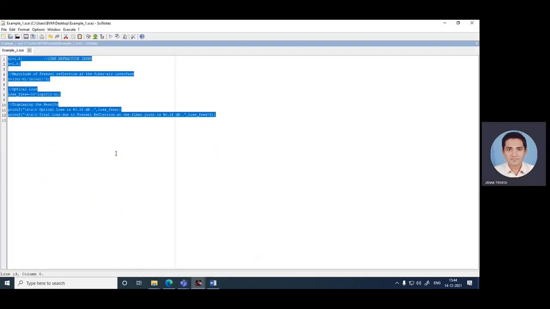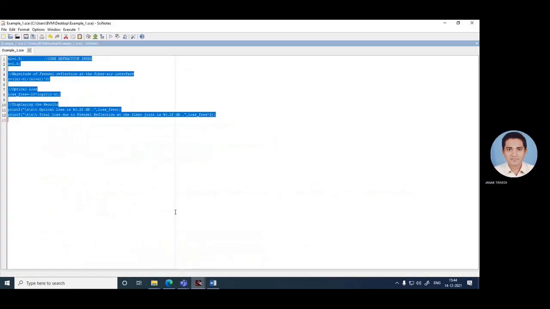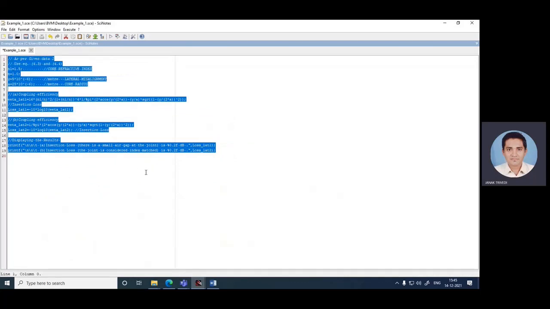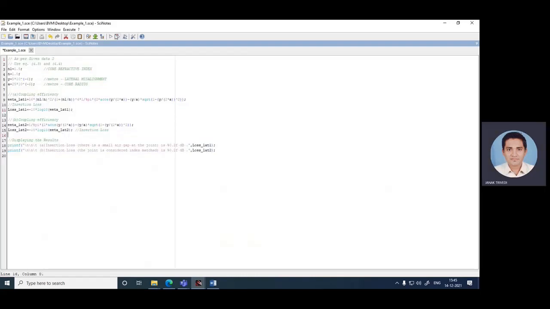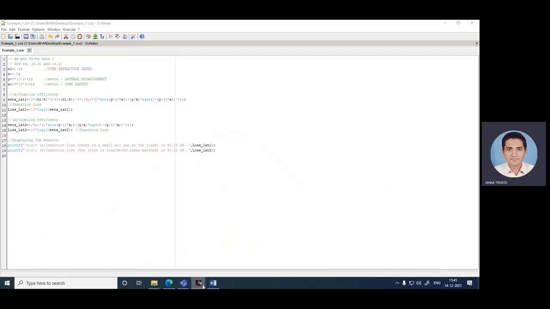Okay, so n1 and y, a, that is given. For coupling efficiency and insertion loss, we have used equations 4.3 and 4.4, and coupling efficiency is once again calculated with the help of equations 4.3 and 4.4, and finally displaying the result. So save and execute this, and we can see the result.